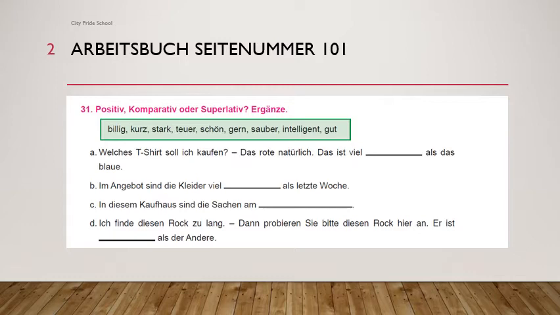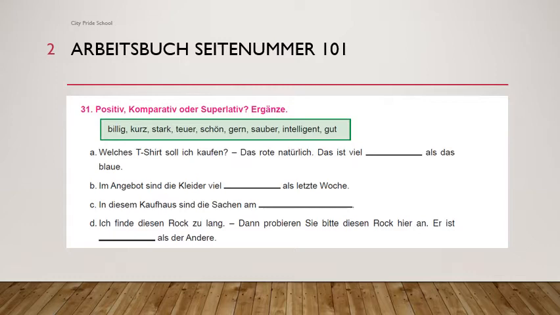So let's see the first sentence. Welches T-shirt soll ich kaufen? Das rote natürlich. Which T-shirt should I buy? The red one, naturally. Das ist viel blank als das blaue. That is much dash than the blue one. Now als is given, that shows that here comparative form will come. Now we have to decide which adjective we can use here. We can use schön here, that this red one is more beautiful than the blue one. So schön in comparative degree, schöner, you can use here.